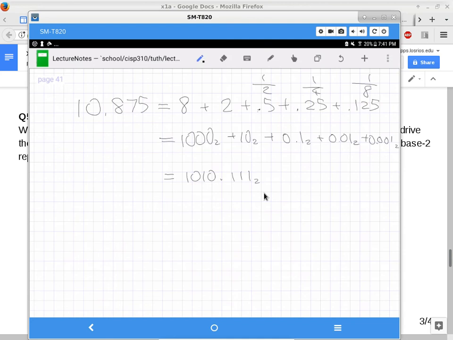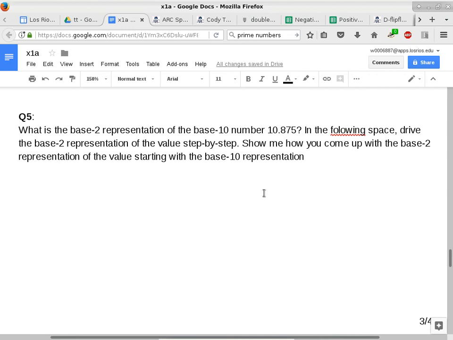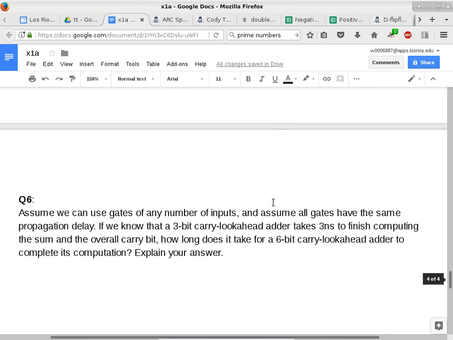Okay, so is this okay? The conversion to binary number? Okay, all right. And I think we're only left with question number 6 then.